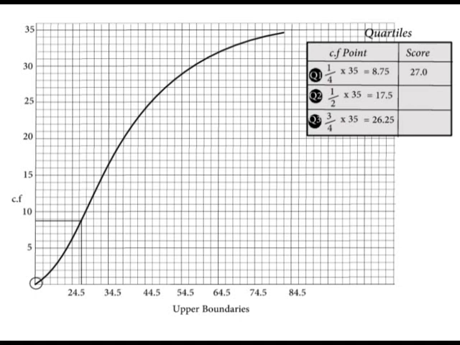Q2, or the median, corresponds to a cumulative frequency of 17.5. Draw that line to meet the curve, go down and read the value. It's 35.5. Q3 corresponds to 26.25. We draw that line to meet the curve and go down, we read the value again. The difference between Q3 and Q1 is called the interquartile range.